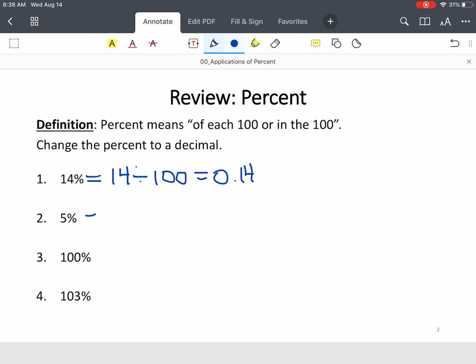All right, 5%. Now think about money. 5 pennies out of 100 pennies. And you ask yourself, how much money is that? That's 5 cents. So that's 0.05.